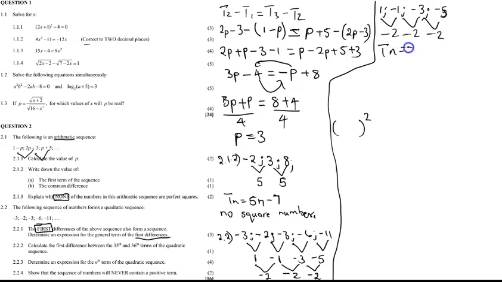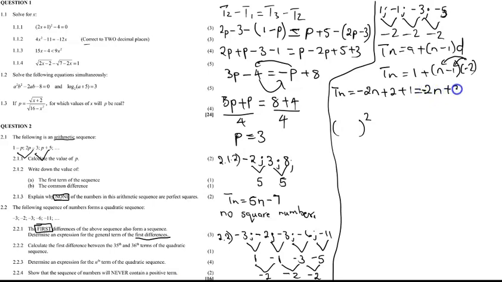Tn is equal to a plus (n minus 1) times d. The a is the first term, so it's 1 plus (n minus 1), close the bracket. The d is negative 2, so just put it in brackets. Then you multiply out: Tn is equal to negative 2n, so I'm just multiplying those out first, and then plus 2 plus 1, and this gives us negative 2n plus 3. So this is the general formula for the first difference.